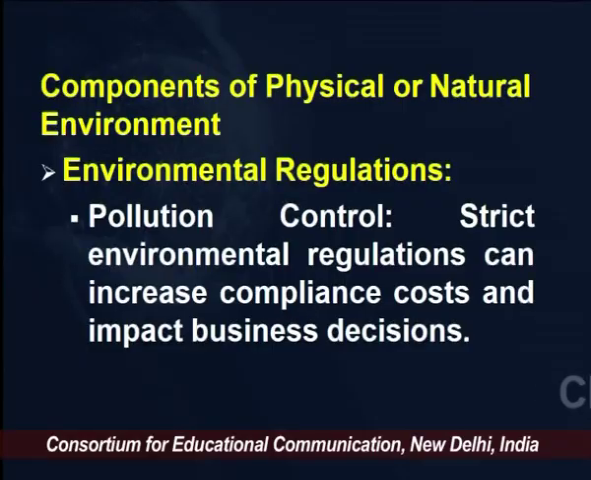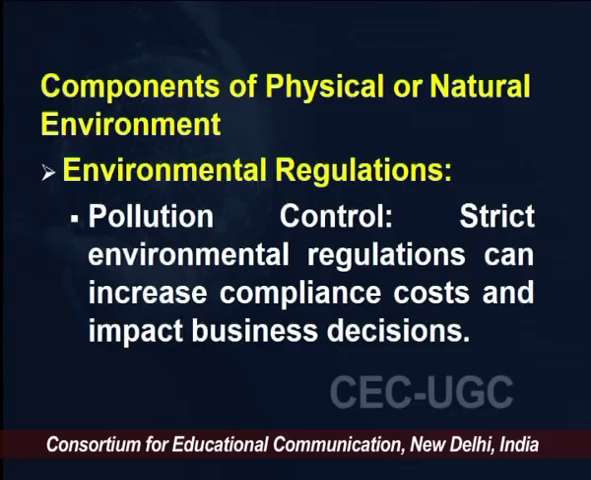The third category of physical or natural environment is environmental regulations. So, first we have discussed whatever may be there in a particular country, but then the environmental regulations in that country which is controlling the use of those natural resources, that has to be considered by the international business organization. So, first in that is pollution control.